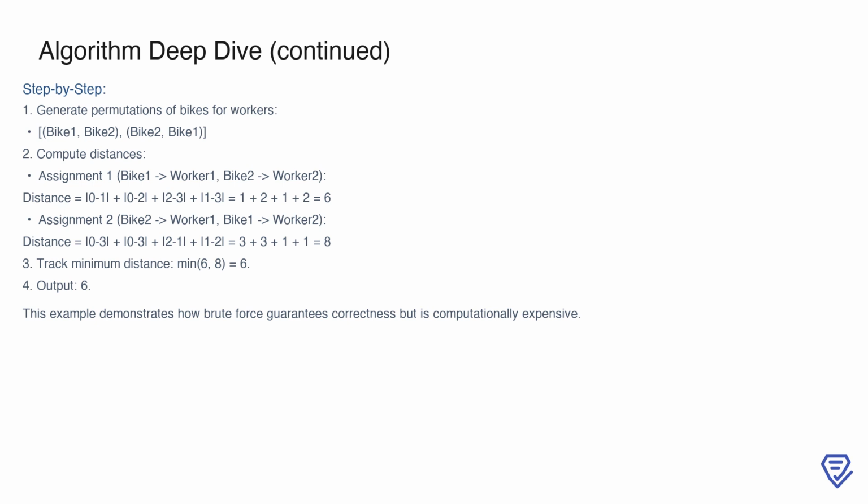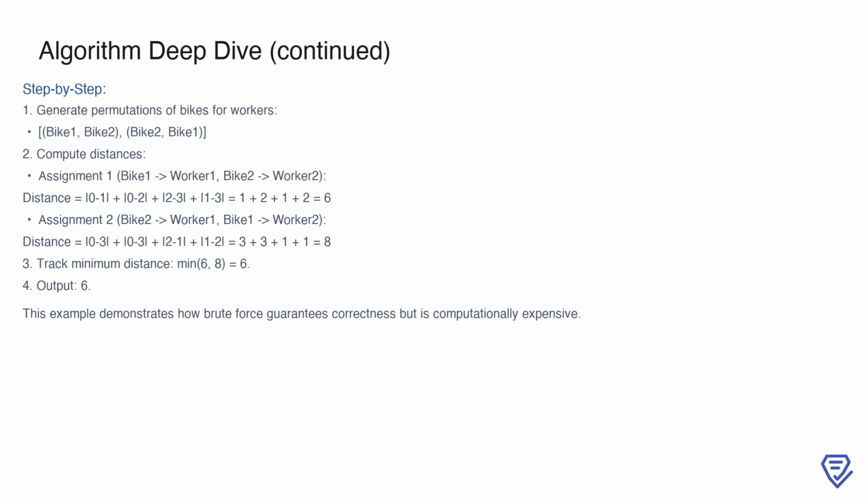Next, we calculate the total distance for each assignment. In the first assignment, worker 1 is assigned bike 1, and worker 2 is assigned bike 2. The distances are calculated as |0-1| plus |0-2| for the first pair, and |2-3| plus |1-3| for the second pair, resulting in a total of 6. In the second assignment, worker 1 is assigned bike 2, and worker 2 is assigned bike 1. The distances are |0-3| plus |0-3| for the first pair, and |2-1| plus |1-2| for the second pair, resulting in a total of 8. Comparing these, we find the minimum distance is 6.